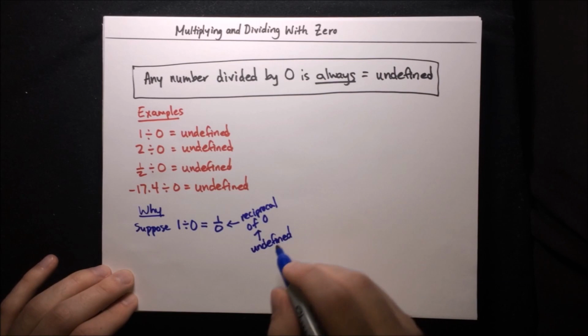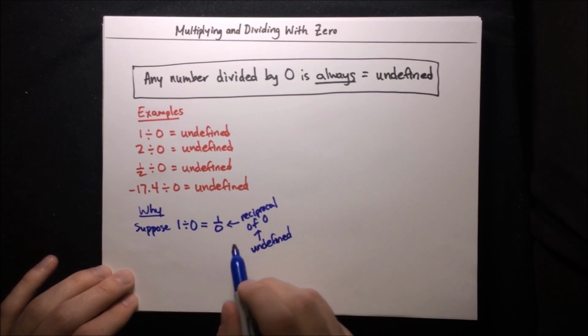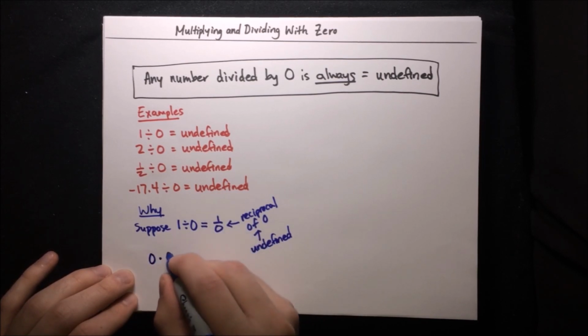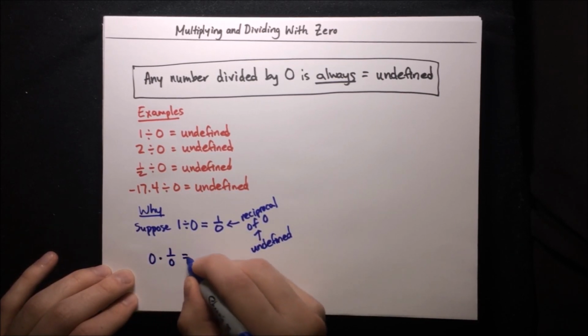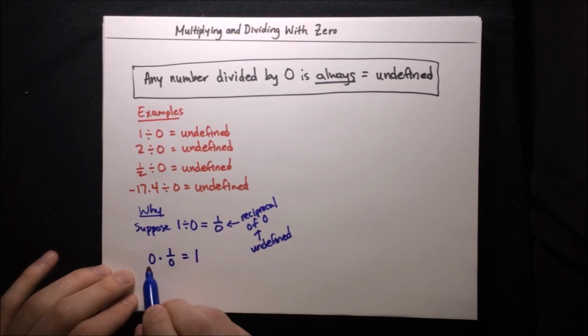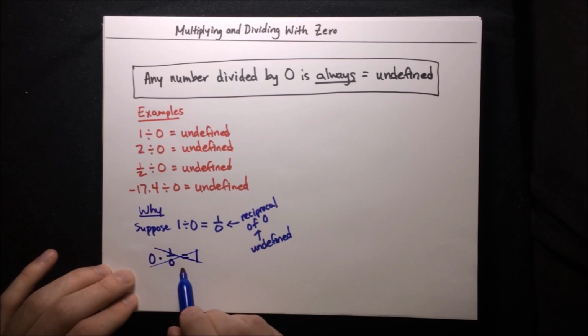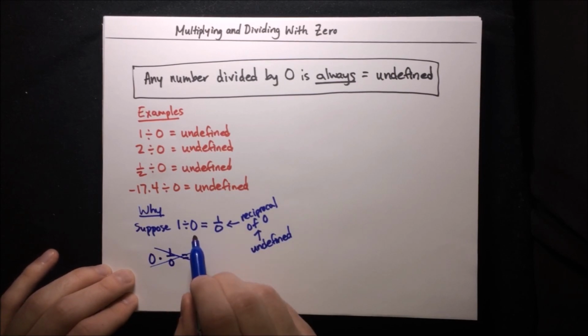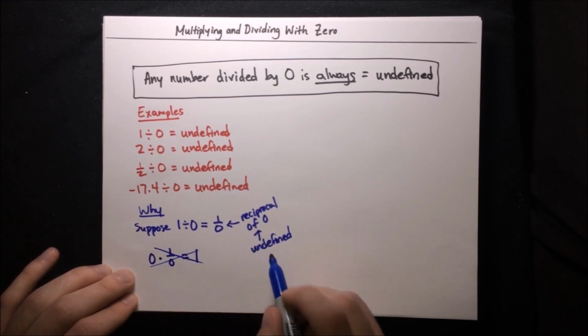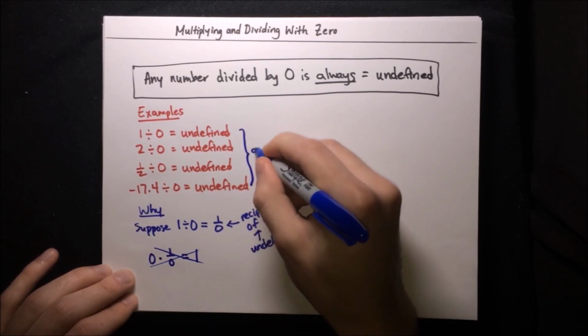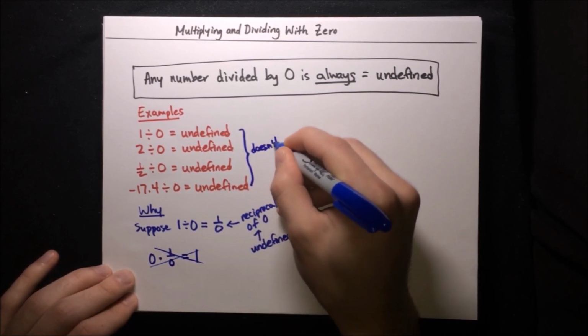But the reciprocal of 0 is undefined. And the reason that it's undefined is that whenever you multiply a number by its reciprocal, you're supposed to get 1. But if the reciprocal of 0 were defined, then we'd have 0 times 1 over 0 equals 1. But 0 times anything has to equal 0. So this doesn't make any sense whatsoever. Therefore, we're not able to define what 1 divided by 0 is. It just doesn't exist. And that's what we mean by undefined. It doesn't exist.